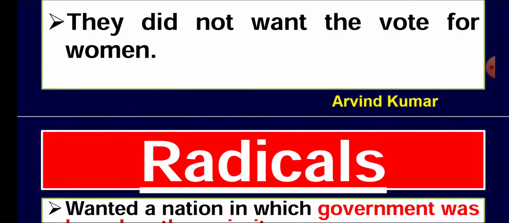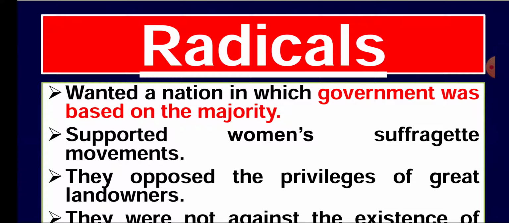Coming to our next slide, here you can see another group of society, radicals. These are given in the chapter. Radical means they wanted a nation in which government was based on majority. Let's understand this radical in simple terms: those who wanted to change the society, change the old regime, those who were in favor of changes. Meanwhile, they were fully Democrats.